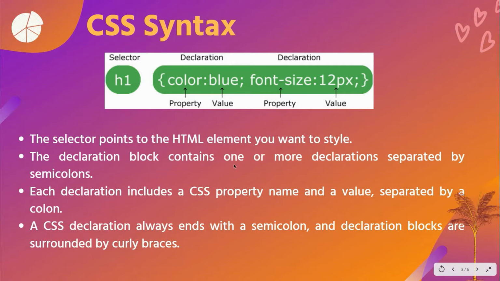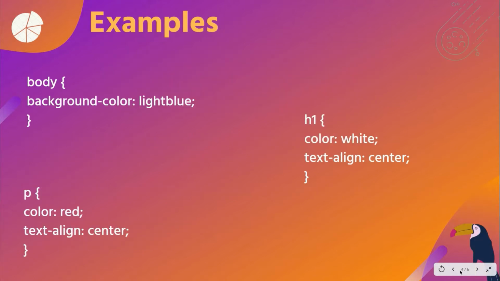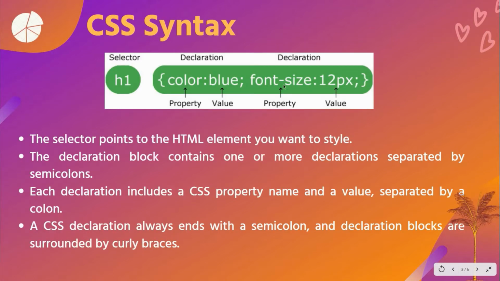The declaration block contains one or more declarations separated by semicolons. Each declaration includes a CSS property and a value separated by a colon. So you can use any number of declarations separated with a semicolon for your selector. Each CSS declaration always ends with a semicolon as shown here, and the declaration blocks are surrounded by curly braces. So this is the entire declaration block, and the declarations inside it are separated with semicolons.